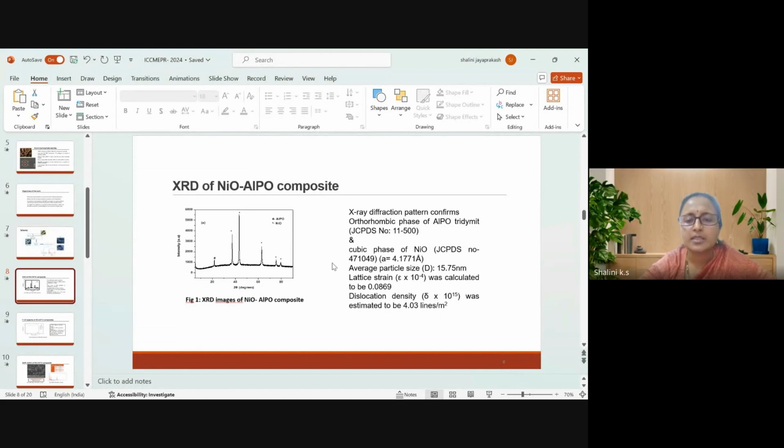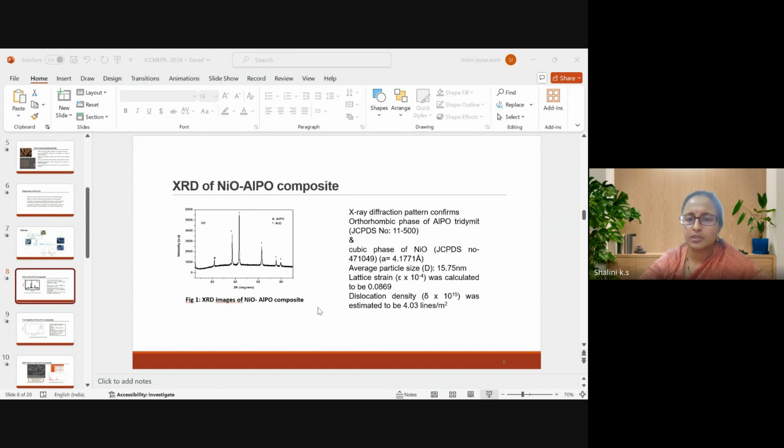Okay, yes, sir. So the XRD shows that there are peaks corresponding to both aluminophosphate and nickel oxide. These are the peaks which correspond to nickel oxide, and this is a peak which confirms the presence of the aluminophosphate moiety in the composite that we prepared.